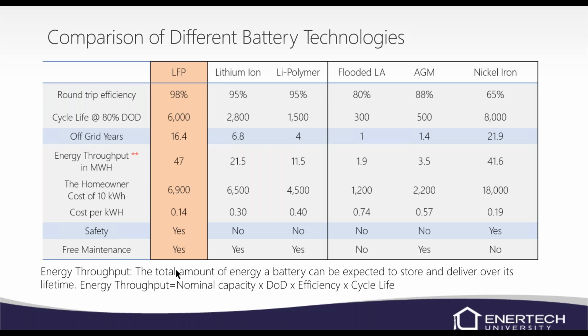It's just kind of letting you know, you can see the cost per kilowatt on the Fortress batteries. We've got 14 cents per kilowatt, and it's cheaper than all the others. Nickel iron is probably the closest, but we've got good safety. It's maintenance free.